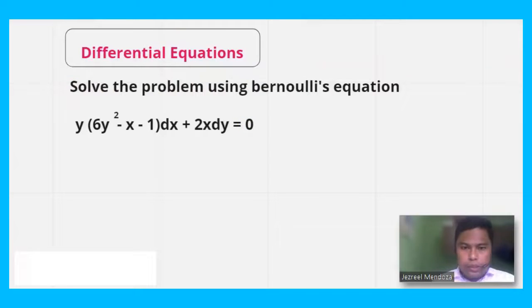Okay, so to start, this will be our problem: y quantity 6y squared minus x minus 1 dx plus 2xy dy is equal to 0. So again, this is our solution to this problem.